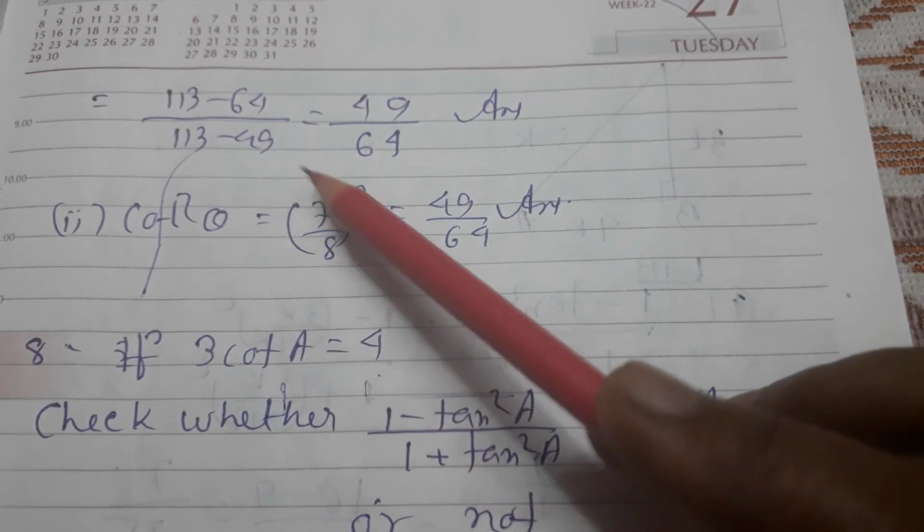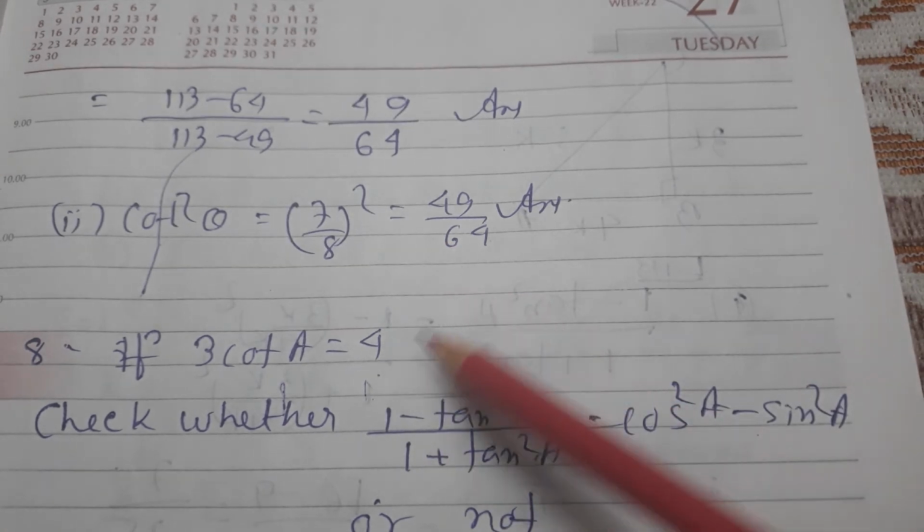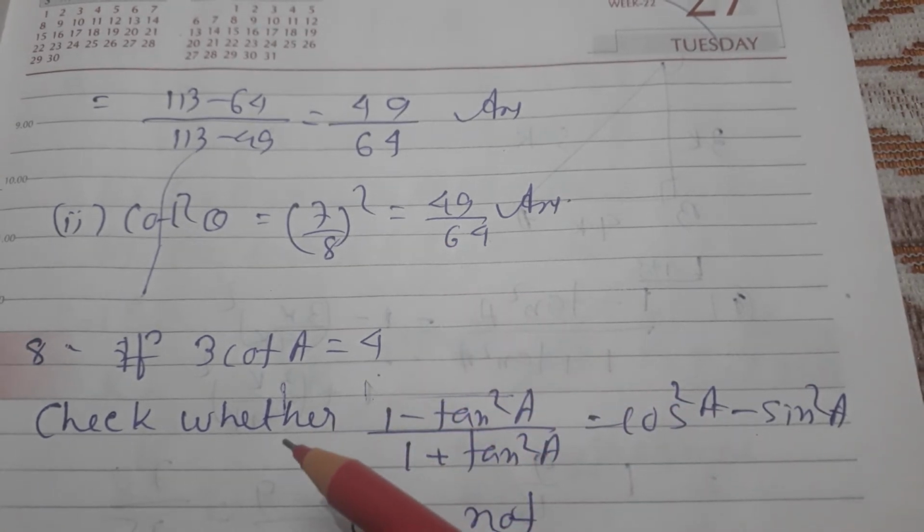Second question is cot square theta. Cot theta equals 7 by 8. So cot square theta equals 7 by 8 square. So it is 49 by 64. Answer.